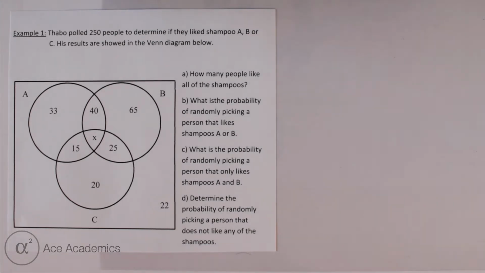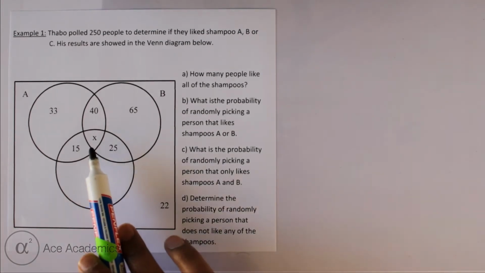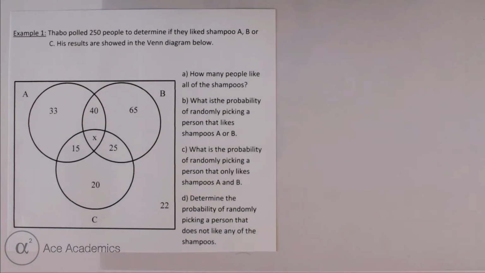The first one is, how many people like all of the shampoos? Now, as we discussed, the number of people that like all of the shampoos is where all three circles intersect. And in this case, it's X. Now, oftentimes you'll find that there's an unknown number in a Venn diagram. The way to solve for this unknown number is to simply add up all the numbers on the Venn diagram and let it equal the total number of people.